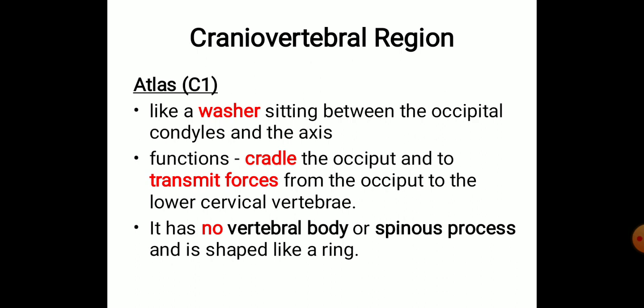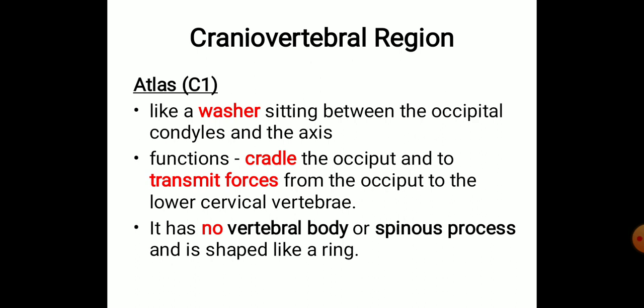The atlas is like a washer sitting between the occipital condyles and the axis. It does not have properties like a normal vertebra, but it acts as a washer whose main purpose is to transmit the weight from the occiput to the vertebral column. It is a washer-like structure that functions as a cradle for the occiput and transmits force from the occiput to the lower cervical vertebrae.